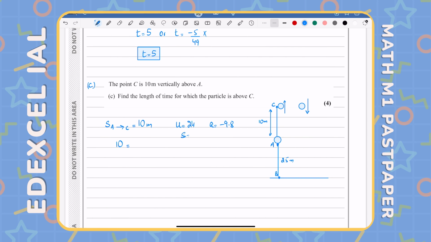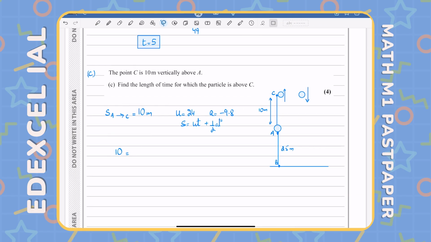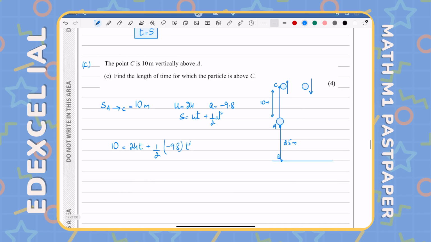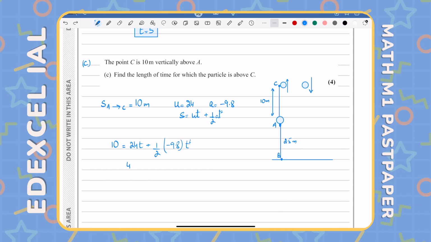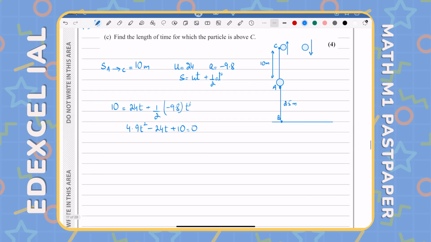So the equation that we're going to use is S equals ut plus half at square once again. So 10 equals ut, that means 24t plus 1 upon 2 into minus 9.8 t square. So what does this boil down to? This boils down to 4.9 t square, no, actually minus 24t, because we shift all the terms to the left hand side, plus 10 equals 0. So kind of a similar equation compared to the previous one. Now once again we're going to solve this using a quadratic formula.